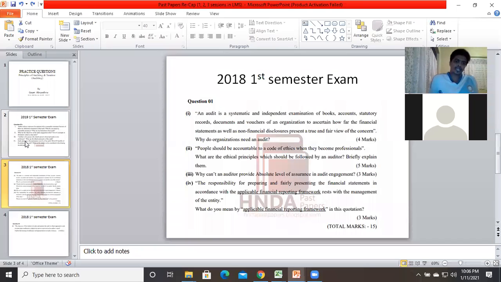Then 2018, question number 1.1. Let's see. An audit is a systematic and independent examination of books, accounts, statutory records, documents and vouchers of an organization to ascertain how far the financial statements as well as non-financial disclosures present a true and fair view of the concern. Why do organizations need an audit?